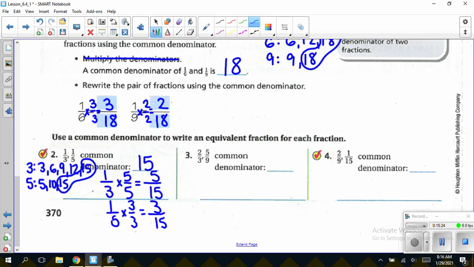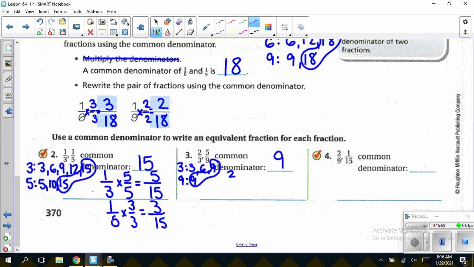For number 3, showing my multiples, I have 3, 6, 9. Well, if I list my multiples of 9, I just have to list that very first multiple, and I already have my LCD. So I want to make sure that I'm using 9 as my common denominator. Again, you could have multiplied 3 times 9 together and got the common denominator of 27. You could have also used the denominator of 18 as well. That would have worked too, but I like to use the least common denominator.